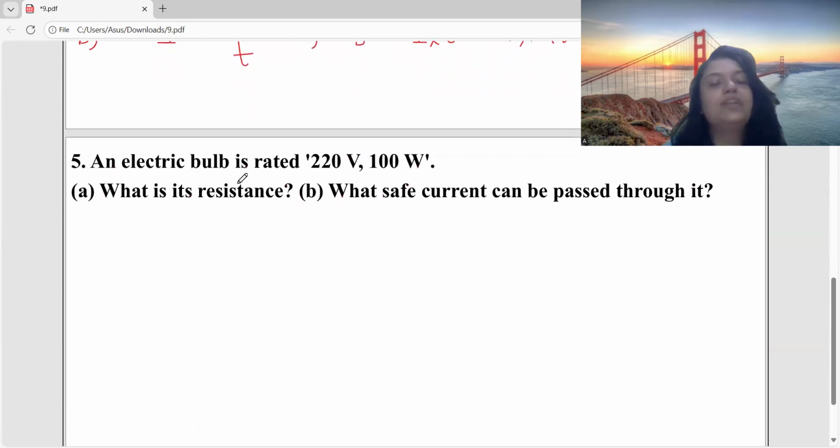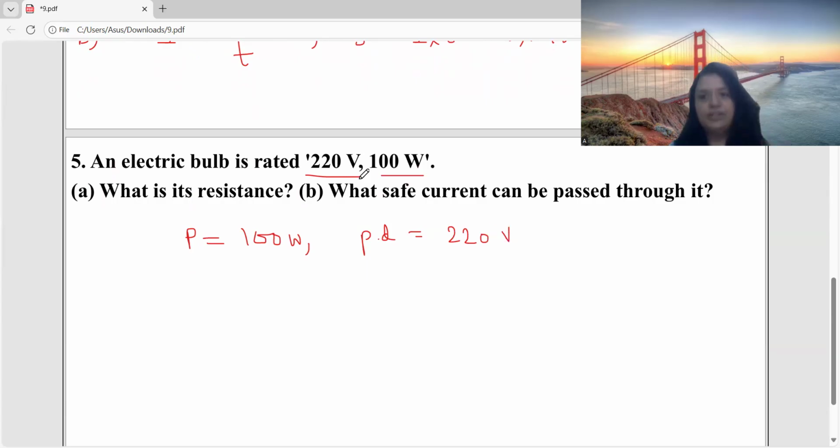Question number 5. An electric bulb is rated 220 volt 100 watt. What is the meaning of rated? Rated means it is the power and voltage rating. If it's given 220 volt 100 watt, it means the power of the device is 100 watt and the potential difference for that particular device is 220 volt, as the value will be written there. Usually for India we consider 220 volt only, and for different places the values will be mentioned, and accordingly we have to take the value. What do you have to find? You have to find the resistance. So resistance, power and voltage are given.